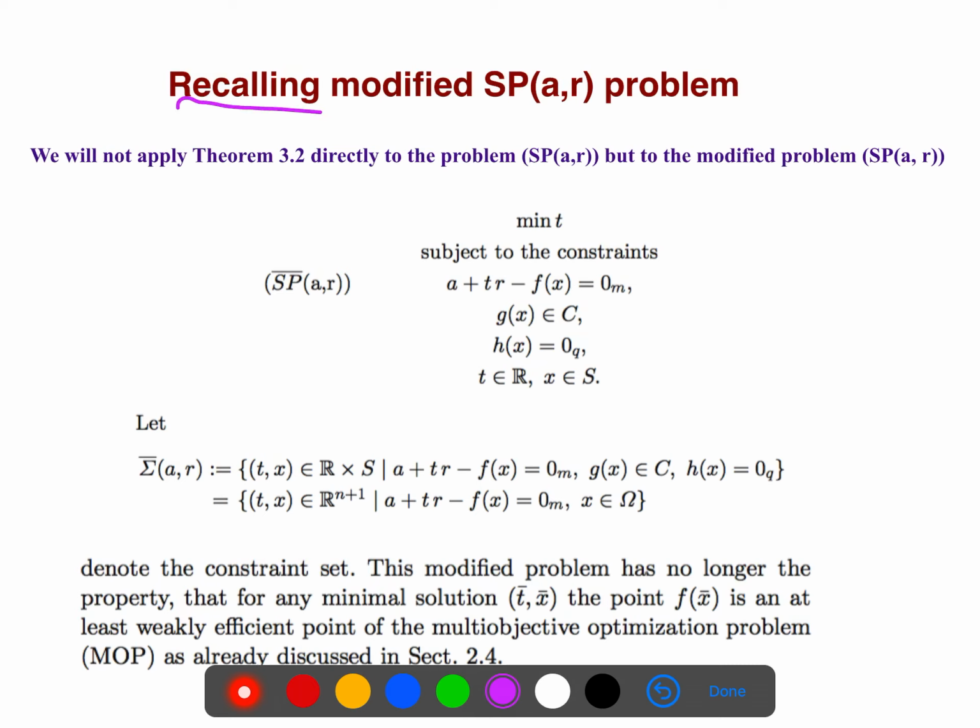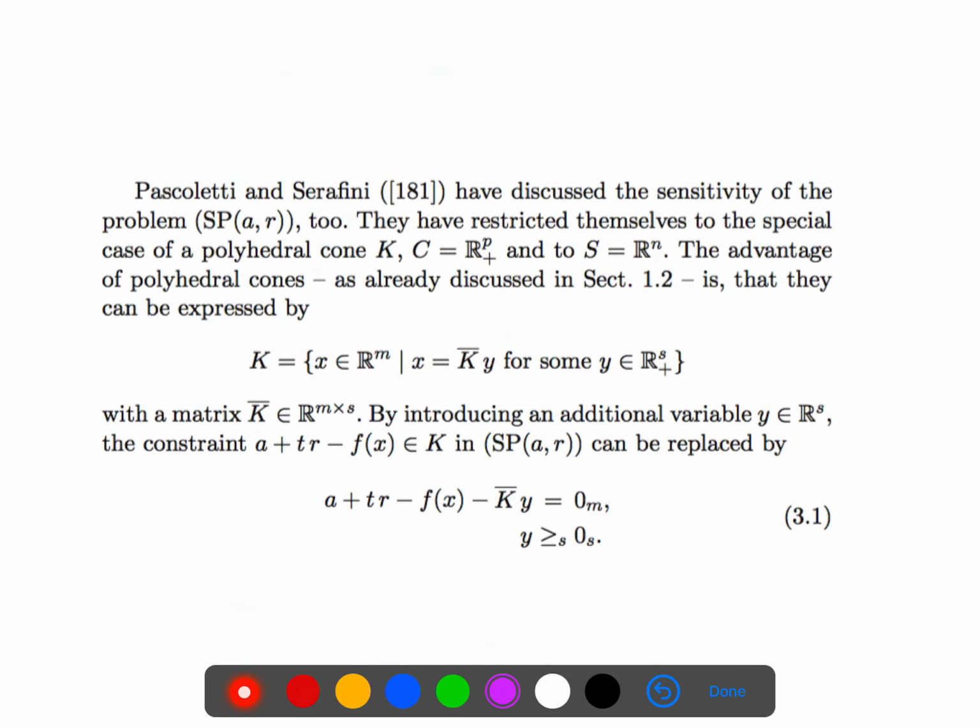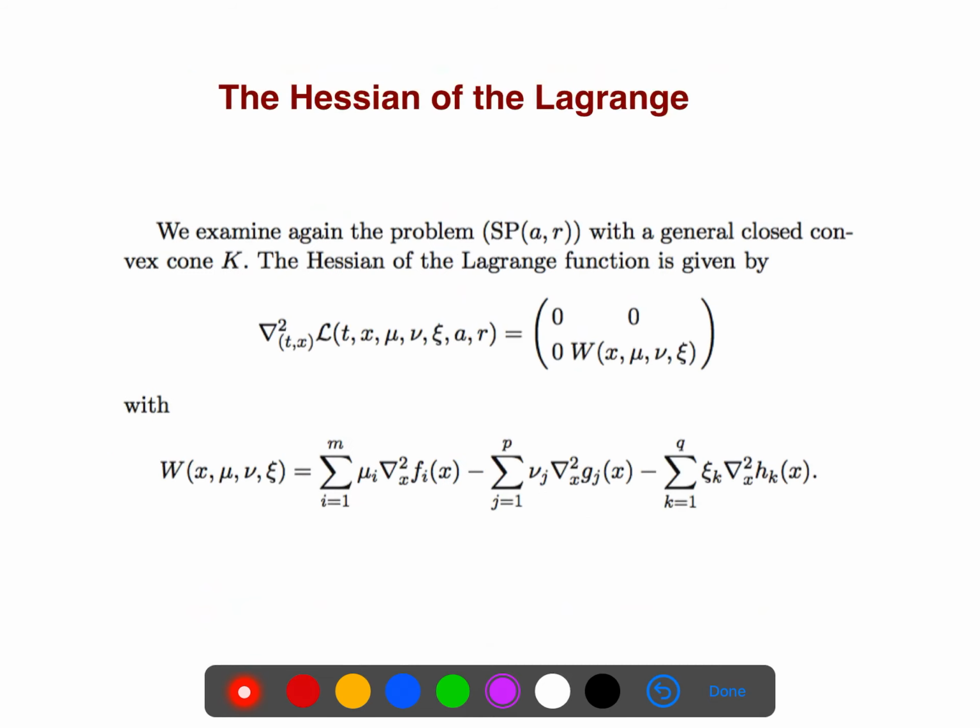And recalling from the modified SP, I said modified because it is no longer an inclusion, but it is just an equality, and so it is equal to 0. And we can say that we can find the sensitivity of the problem.